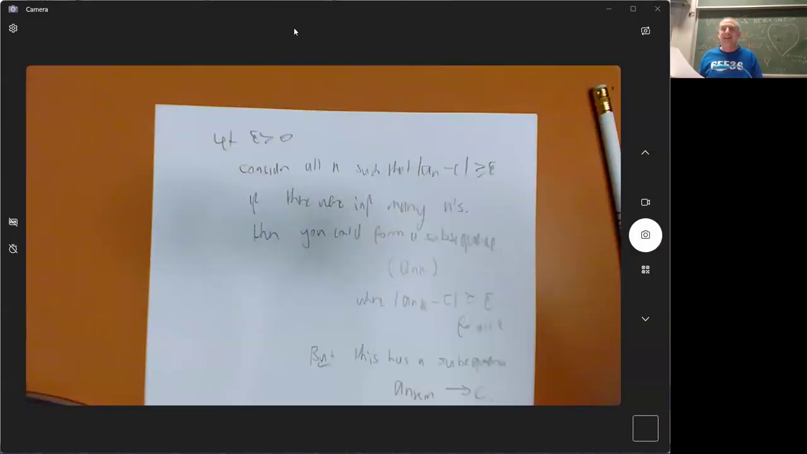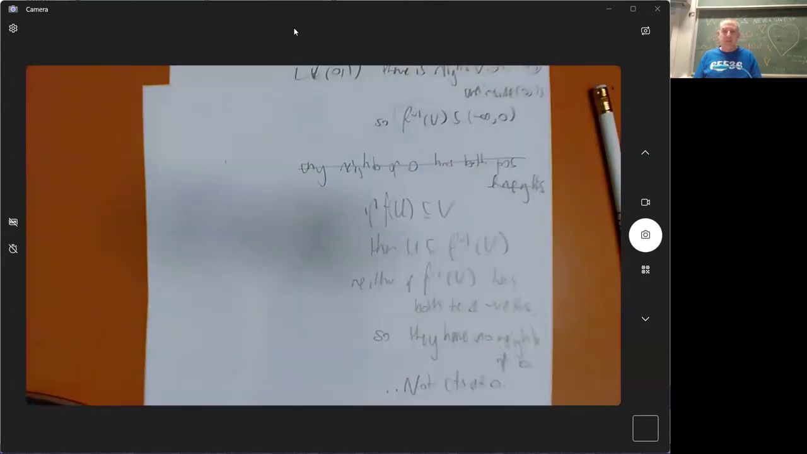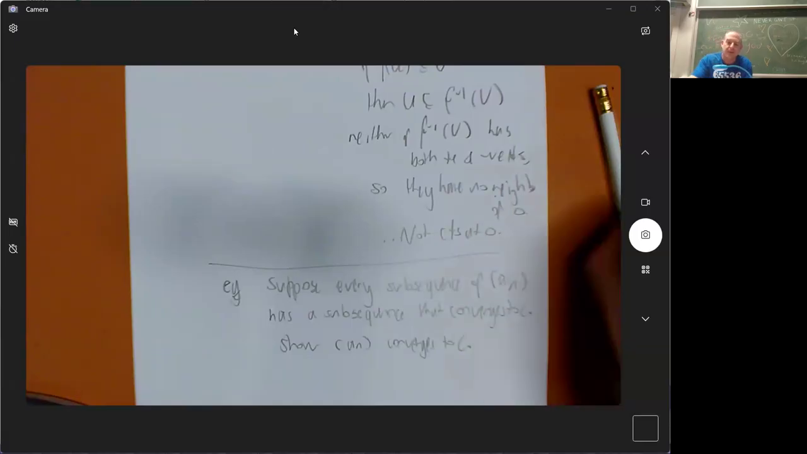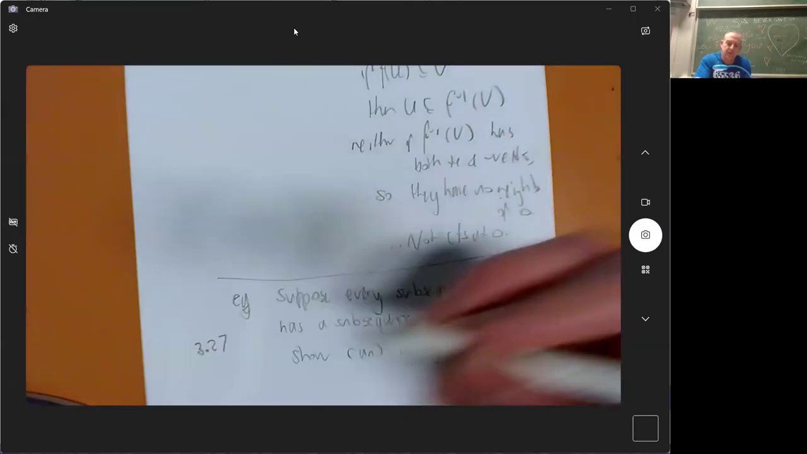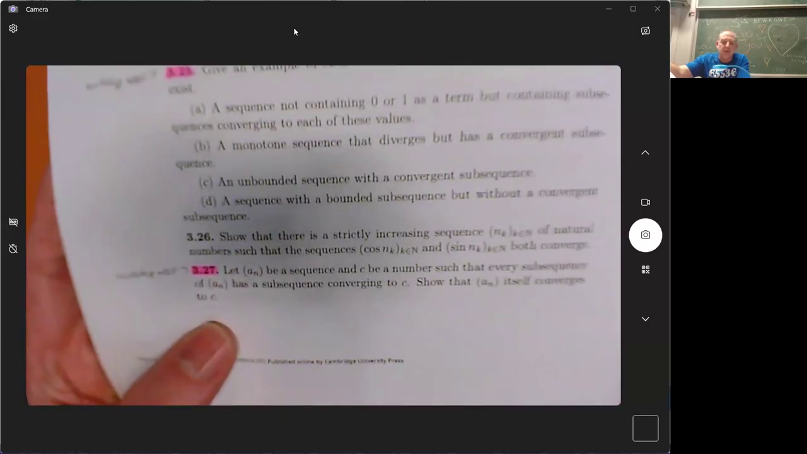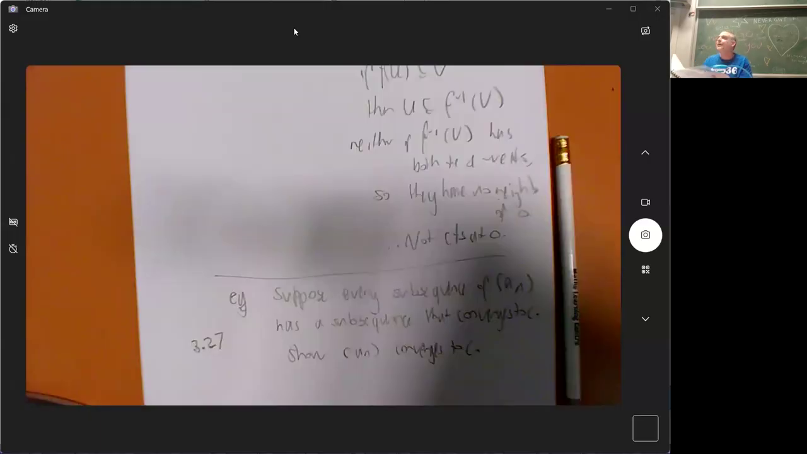Can I ask a question? It's one of the textbook questions from the workshop. It's question 3.26, and it's on page 36, at the very bottom. I've paraphrased a bit. Let a_n be a sequence and C be a number such that every subsequence of a_n has a subsequence converging to C. Show that a_n itself converges to C. Right.